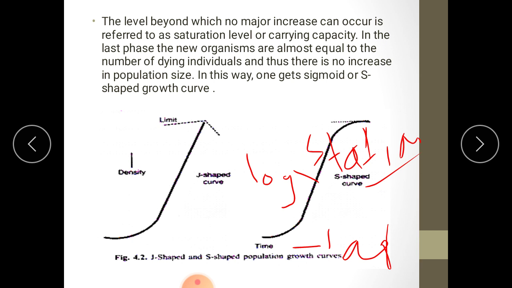Facilities are exhausted, the growth rate is stopped. I mean, see, abruptly it is stopped. So this develops the J-shaped curve.